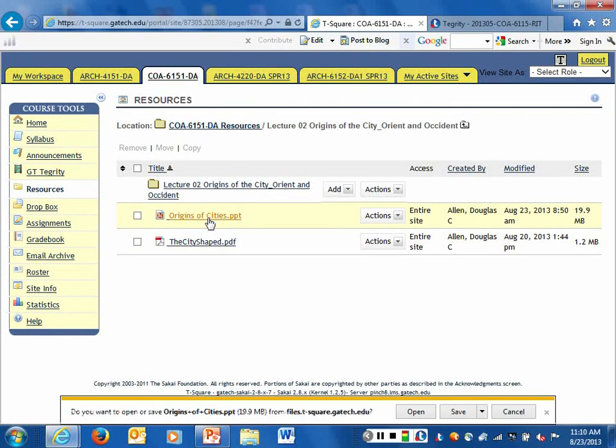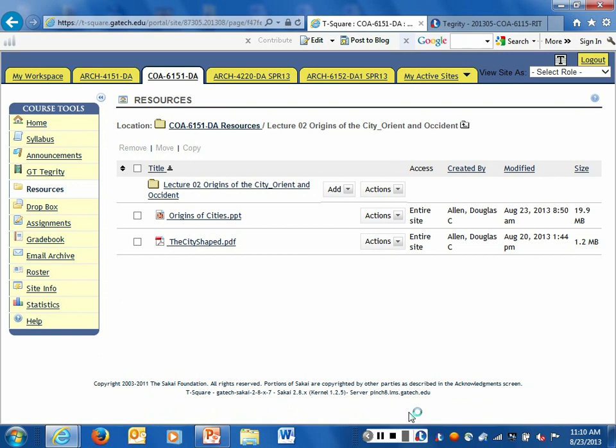We left off last time talking about the nature of cities, the definition of a city, and perhaps more importantly, my own definition.